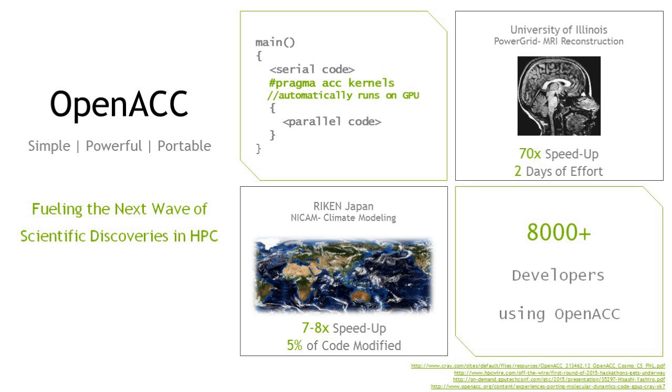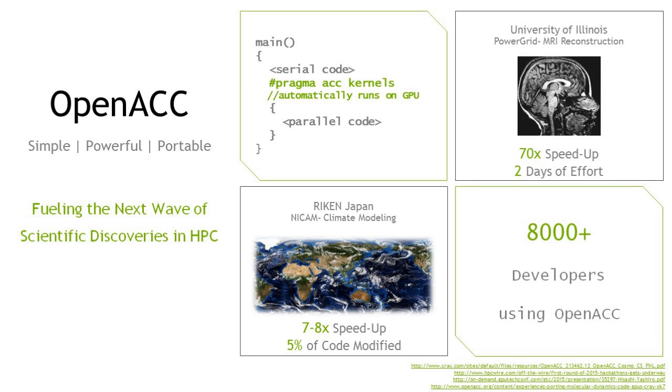In C and C++, these are known as pragmas. In Fortran, these are known as directives. I add those to the code and allow the compiler to do a lot of the heavy lifting for me, to figure out how to move my computation, move my data to the GPU, and bring it back. So it's really simple to use. You can add it to your existing codes. However, it's still very powerful. You can still get very good performance using OpenACC.